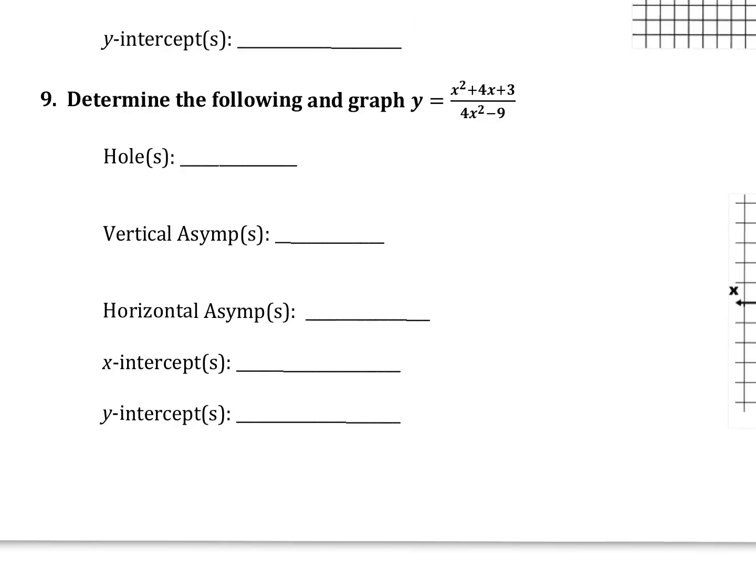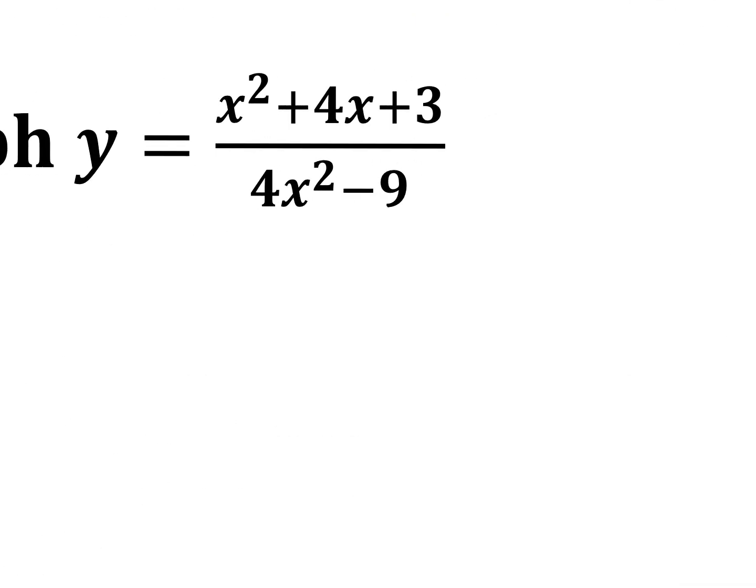If they're asking about holes right off the bat, we don't know if there's holes until we factor them. Who's factoring this top? What multiplies to be 3, adds to be 4 with toot? X plus 3 times x plus 1. 3 times 1 is 3, and 3 plus 1 is 4. Love it. Who's factoring the bottom for me?